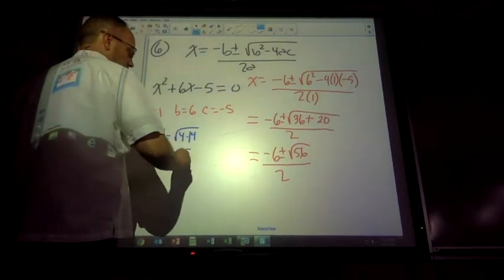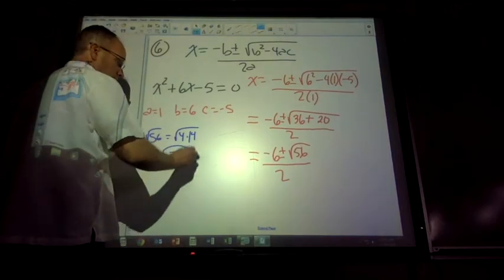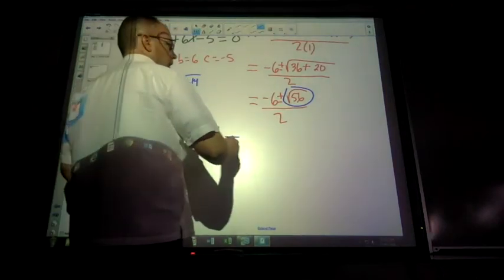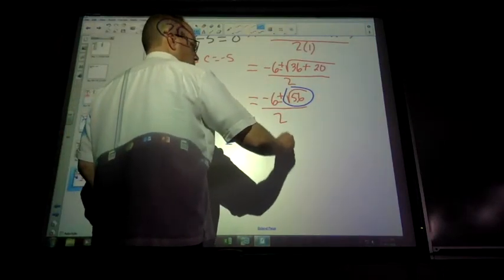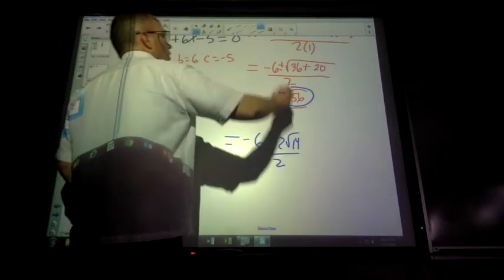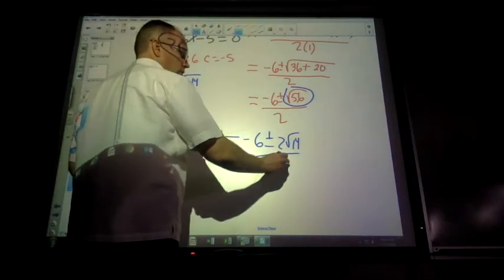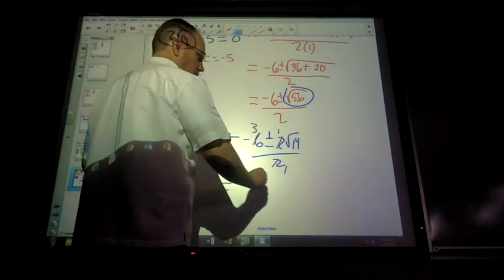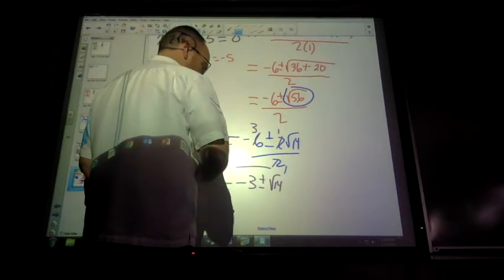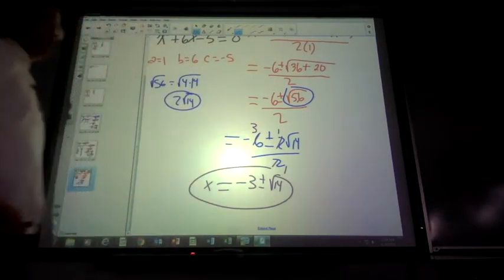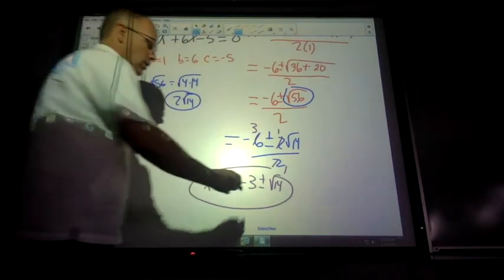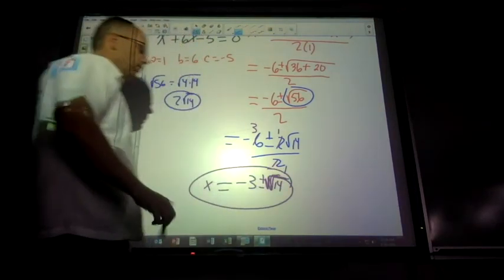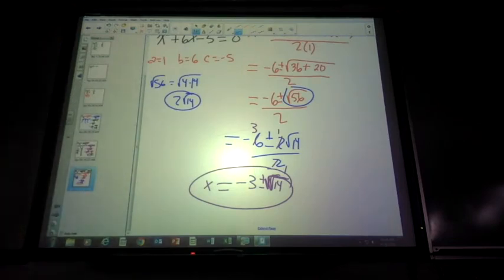So 2 root 14. So I'm going to plug 2 root 14 in. This gets plugged in right here. Is that all right? So I get negative 6 plus or minus 2 root 14 over 2. You can reduce everything outside. So 2 goes into itself once, 2 goes into there once, goes into 6 three times. So my exact answer is negative 3 plus or minus the square root of 14 all over 1. That's what x is equal to. How many answers is this? 2 answers. You have a positive and negative component, okay? Negative 3 plus or minus root 14.